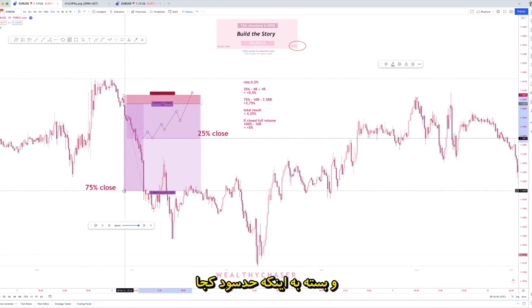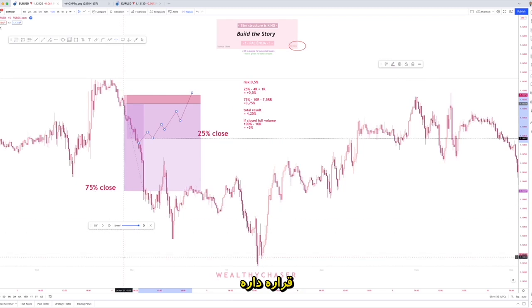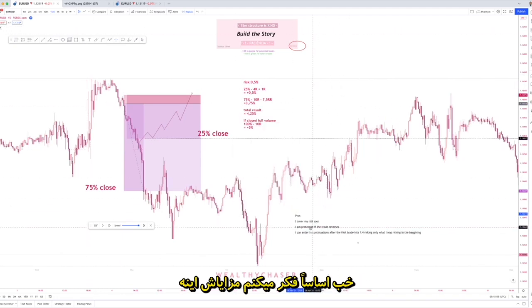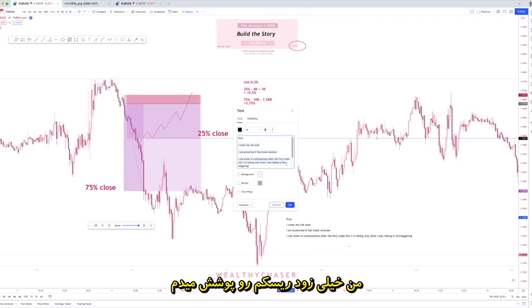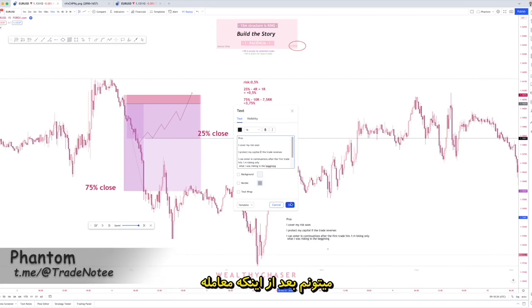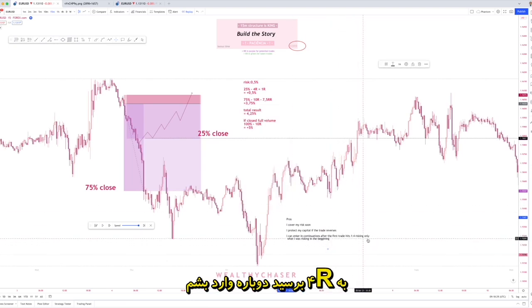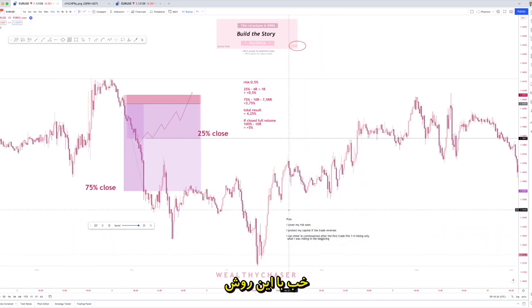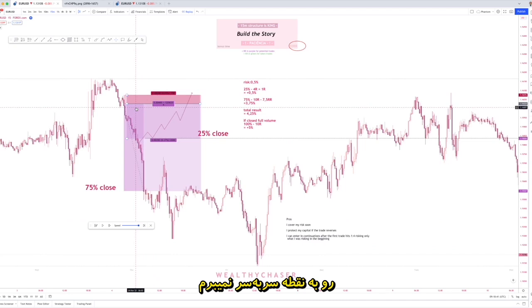And depending where the further the profit is, the less is going to be my total result if I close with full volume, right? What are the pros of this? So basically, I think the pros are I cover my risk soon. I protect my capital if the trade reverses. I can enter in continuations after the first trade hits 1 to 4, risking only what I was risking in the beginning. So by this, I also mean I don't move my stop loss to break even.